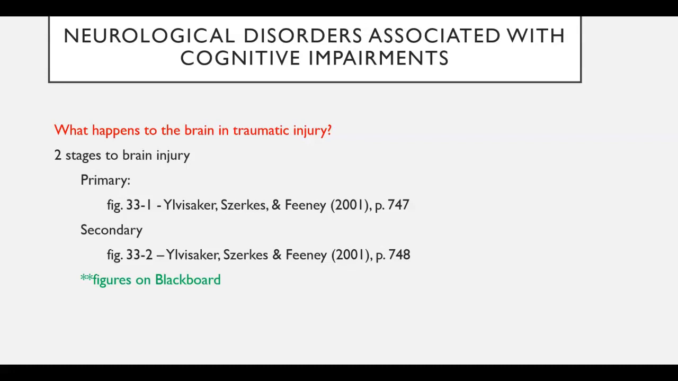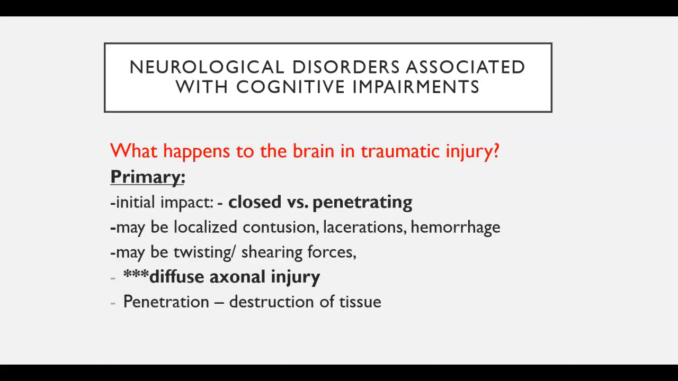Or a person has taken a blow to the head, has been hit with the bat, or there's been a gunshot and the bullet has gone to the brain. Those are all primary. It's already happened. There's nothing that can be done about that. But what happens after that in terms of the damage to the brain, that's what's referred to as secondary damage.